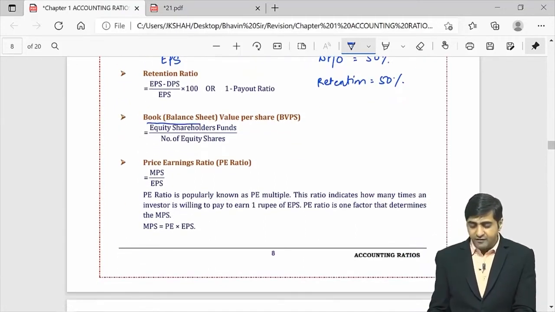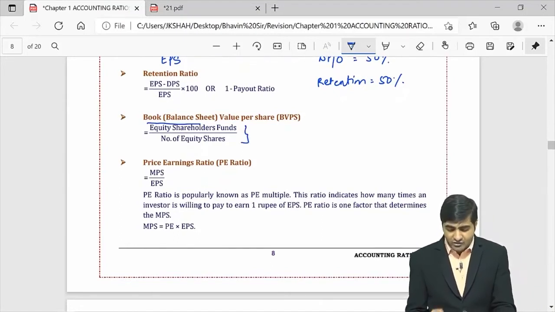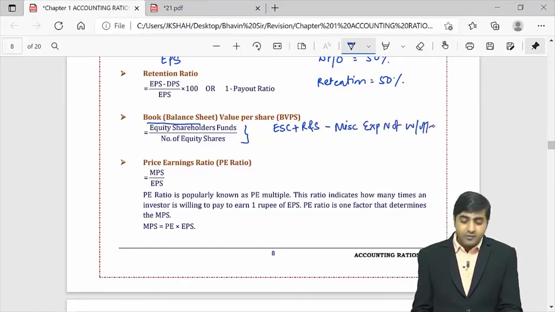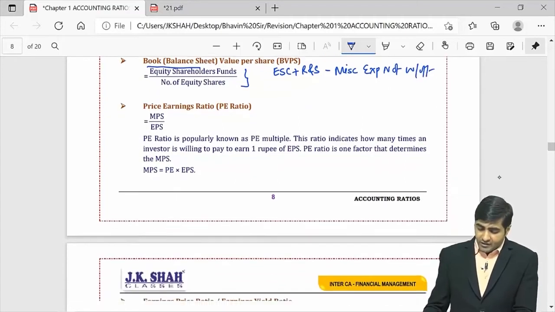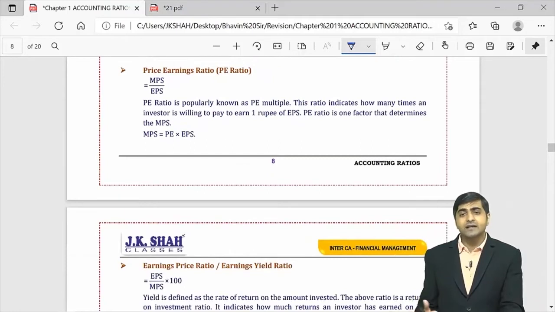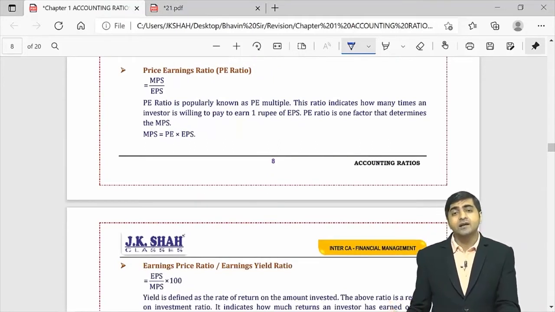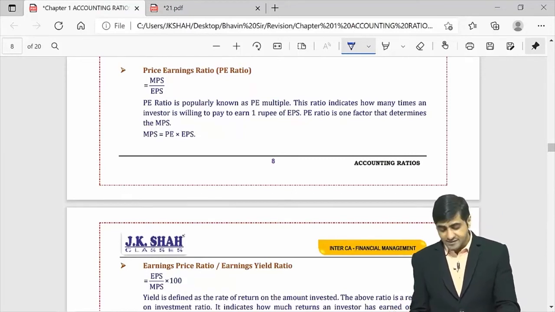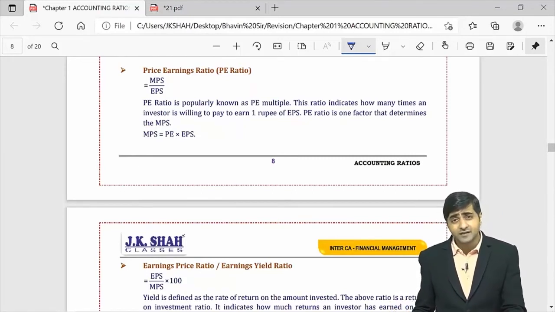Book value per share, we have to take into consideration equity shareholders funds divided by the number of equity shares, and here equity shareholders funds is equity share capital plus reserves and surplus minus miscellaneous expenditure not written off. That will give you your book value per share. Guys, the price earning ratio is used very frequently in the subsequent chapters as well. Your PE ratio is nothing but MPS upon EPS. So that will give you your price earning ratio.